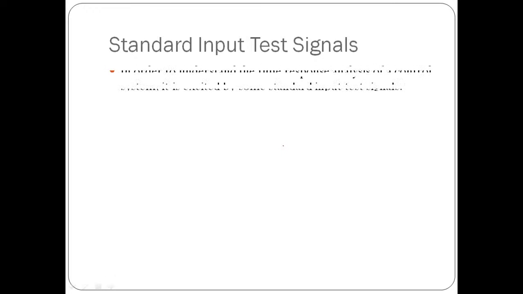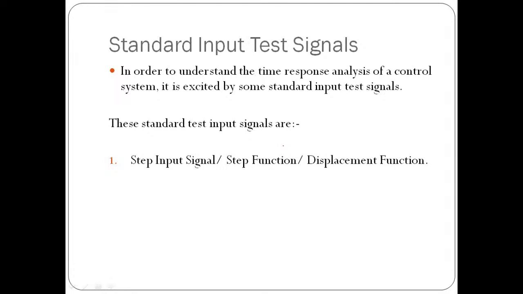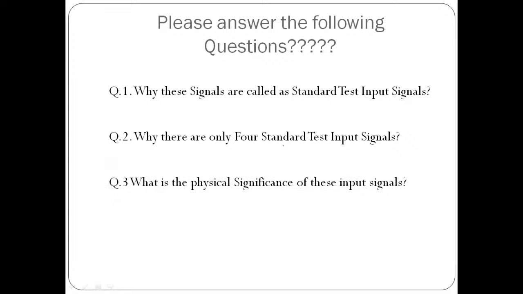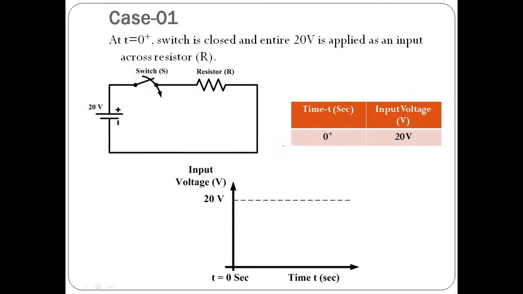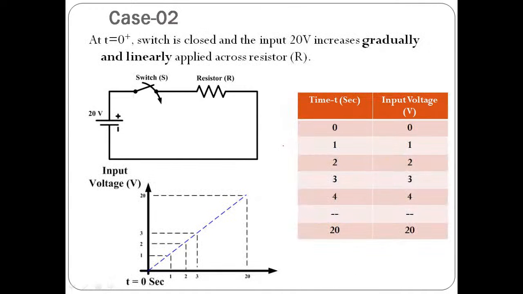And then we discussed in detail the concept of standard test input signals. Basically we have four different types of standard test input signal: step, ramp, parabolic and impulse. And then we discussed the answers to these questions: why we have only four standard test input signals, why they are called standard test input signals, what is the physical significance of these input signals, and what are the practical examples of those input signals. And finally we concluded that these are nothing but different ways to provide input to any physical system.